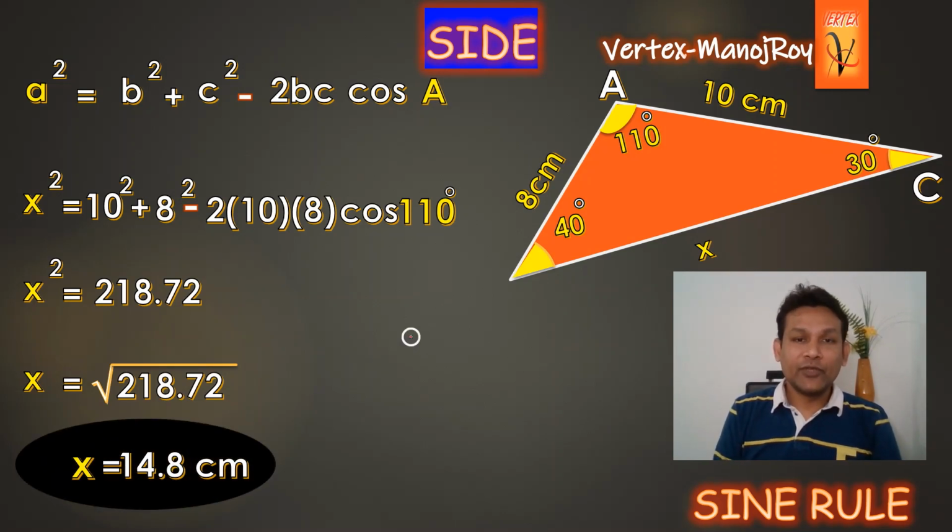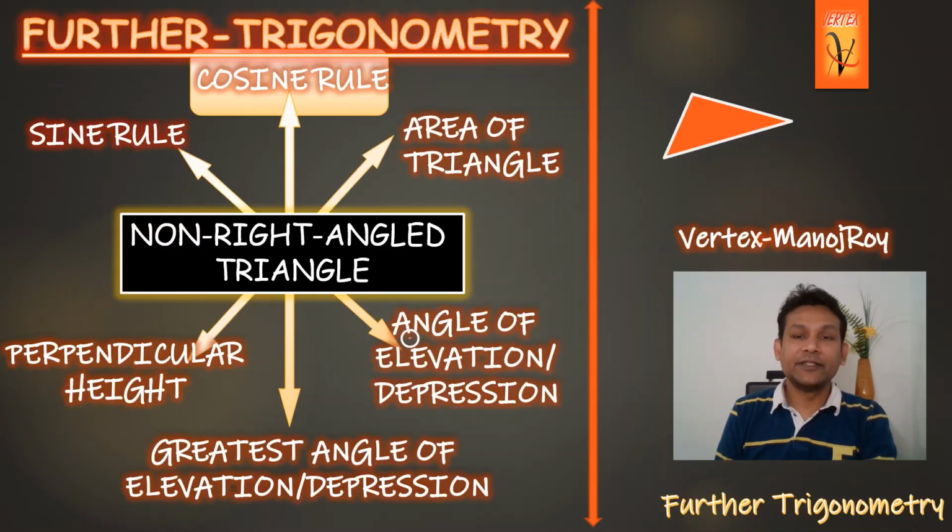So this is the way that we have done how to find the angle and how to find the side. This was the explanation. In further trigonometry, we have done the cosine rule.